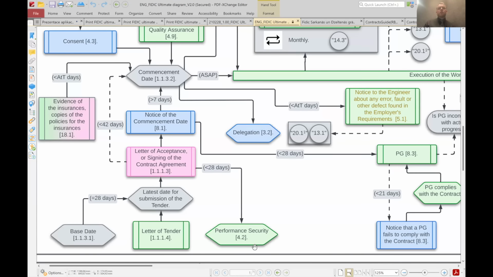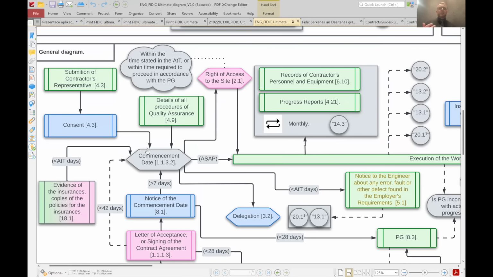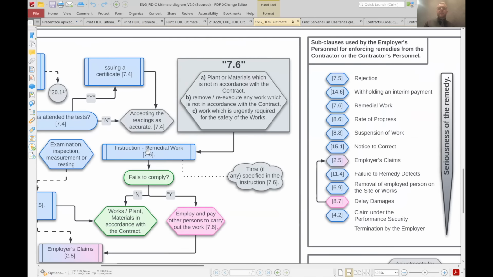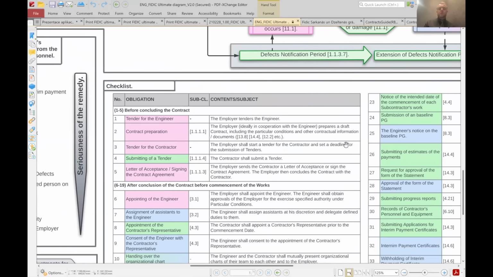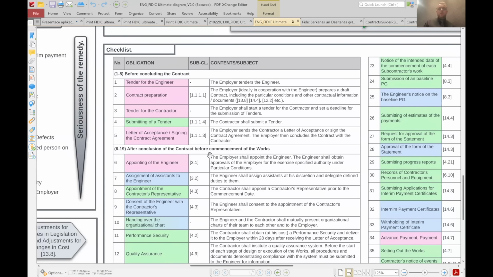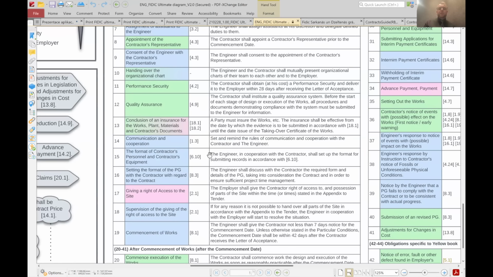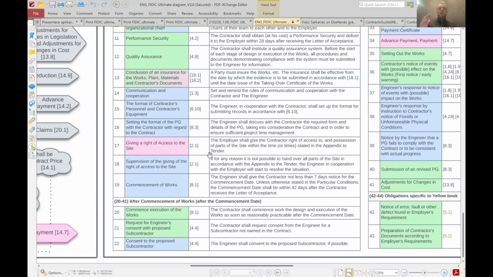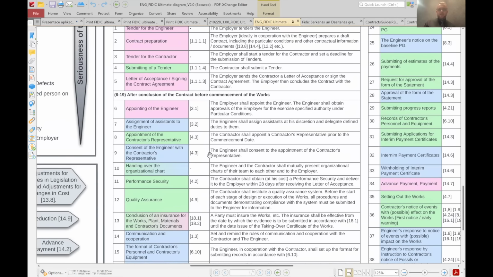So everything that you are doing on the start of the projects. I knew that these beginnings of the projects and even the ends of the projects are quite hard to follow. So that's why I did another part of the FIDIC Ultimate diagram, and that's the checklist. The checklist that you have over here is everything that is in a diagram written by the symbols, but written by the text with the reference to the subclause.